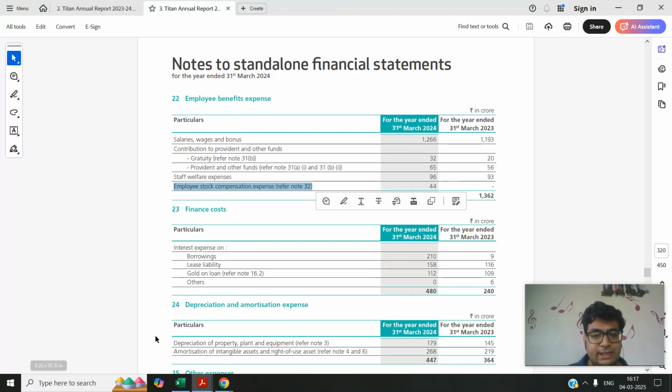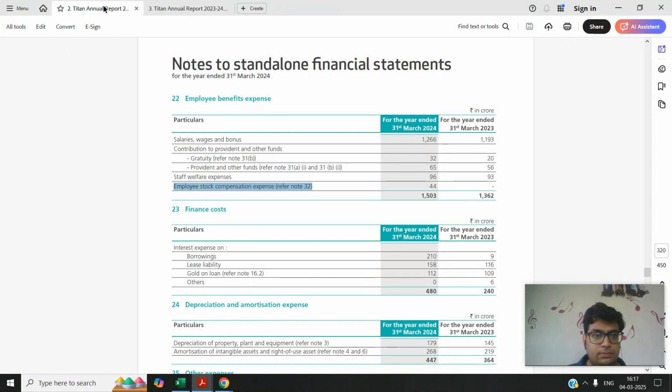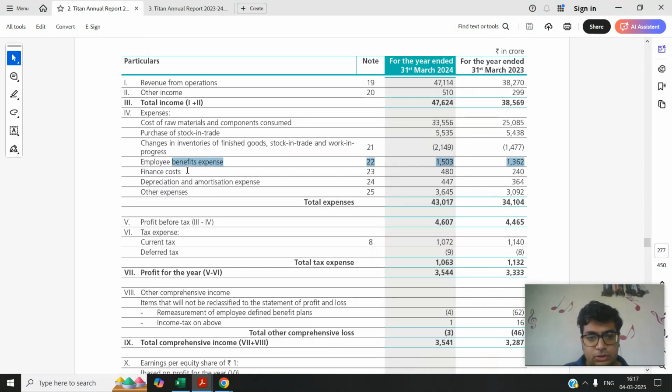Now let's move to the next head. Finance cost. What does finance cost mean? Well, let me give you an analogy. A lot of us are taking loans to fund our MBA studies. On this we will have to pay interest. Likewise, business will also have borrowings on which it will have to pay interest. The interest expense that you pay goes under finance cost. Titan paid approximately 480 crore in interest, and the additional details are provided in note number 23.